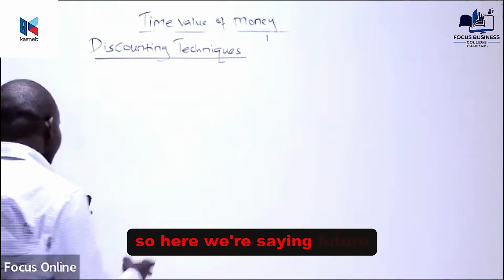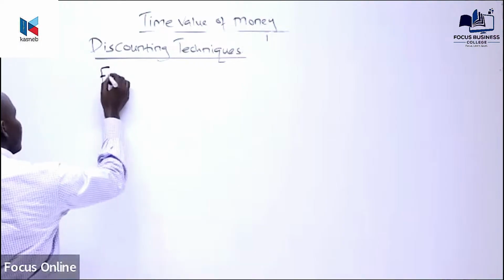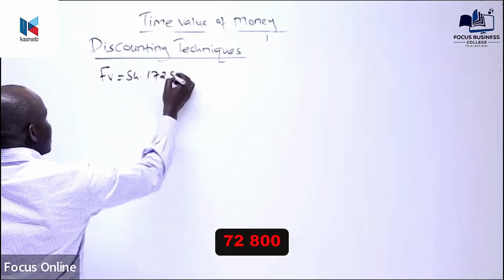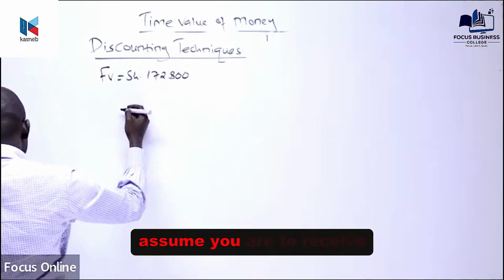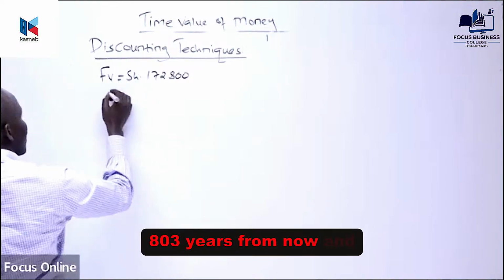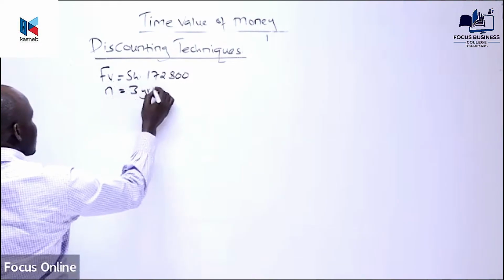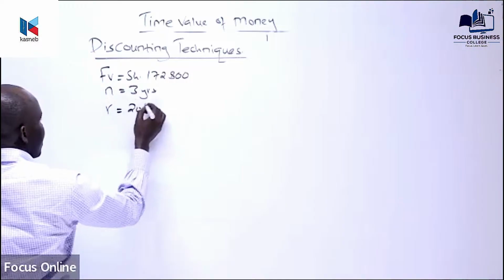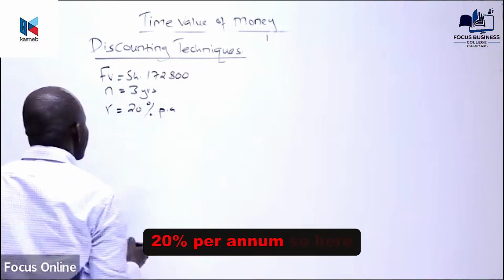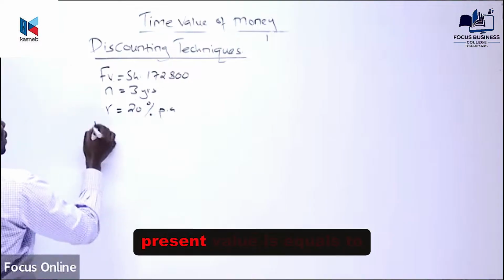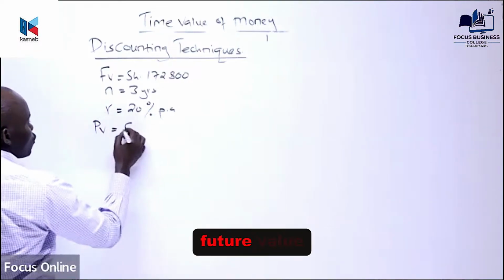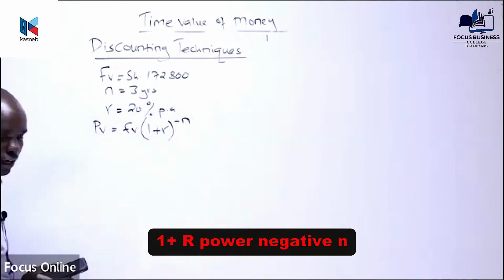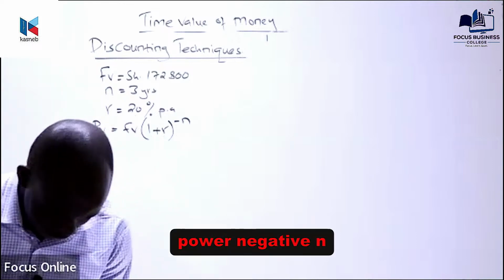So here we're saying future value is the amount that you will receive in future. Assume you are to receive 172,800 three years from now, and the rate of interest is 20% per annum. So here we will say present value is equal to future value times (1 plus R) power negative n.